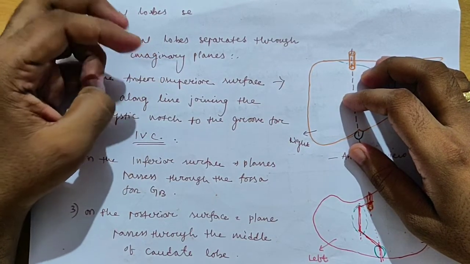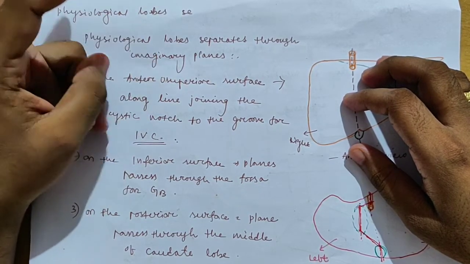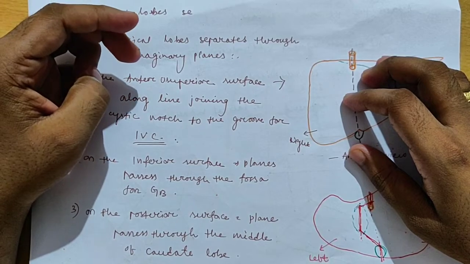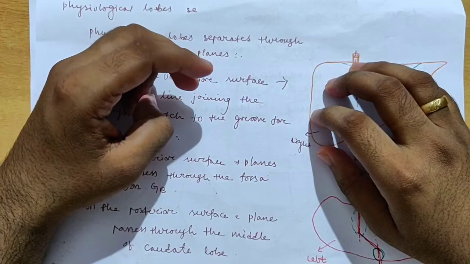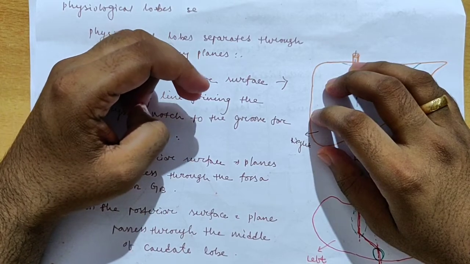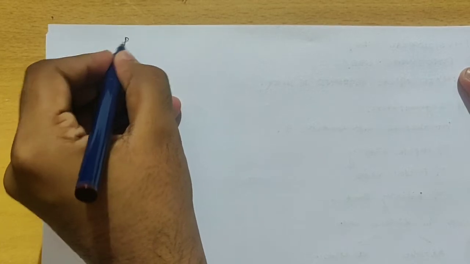In this video, we will discuss the functional or physiological lobe of the liver, basically all the segments of the liver. And I must say one thing: watch this video till the end so that you will get to know everything in the simplest manner. Okay, let's start.